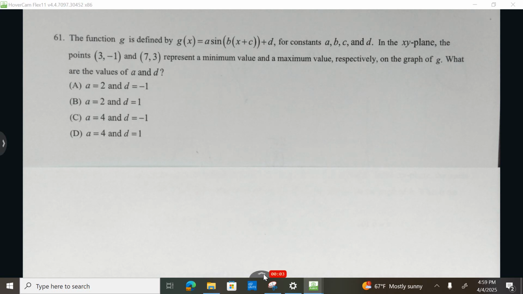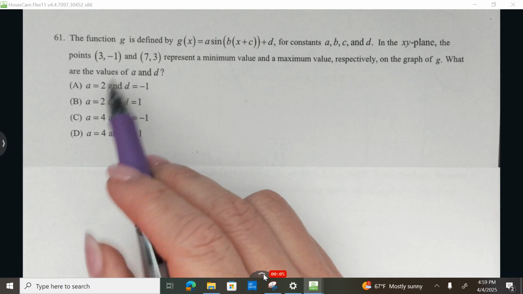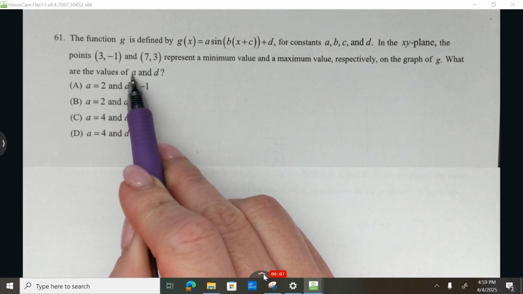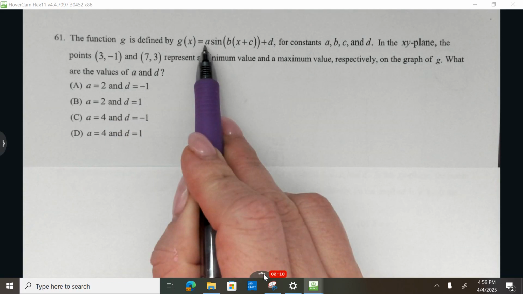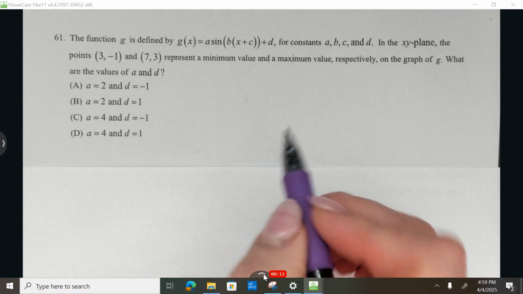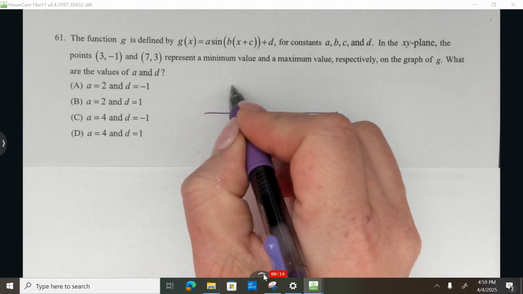Taking a look at problem number 61, we are going to ultimately want to identify what value should A and B be in this equation. So what is the amplitude and what is this vertical shift? Let's just do a rough sketch of what this looks like.